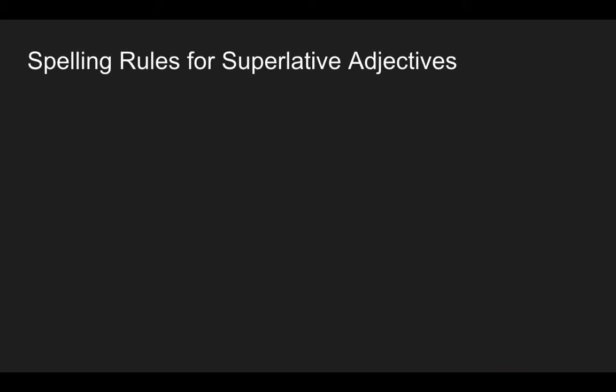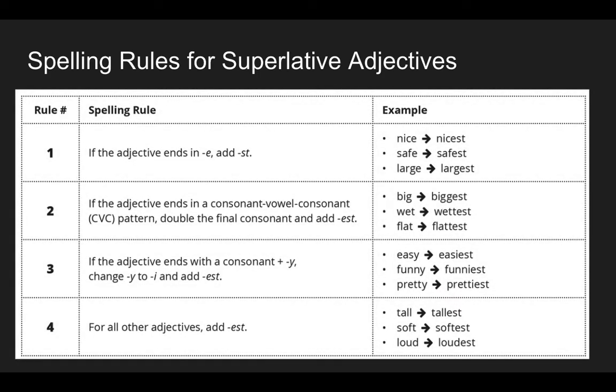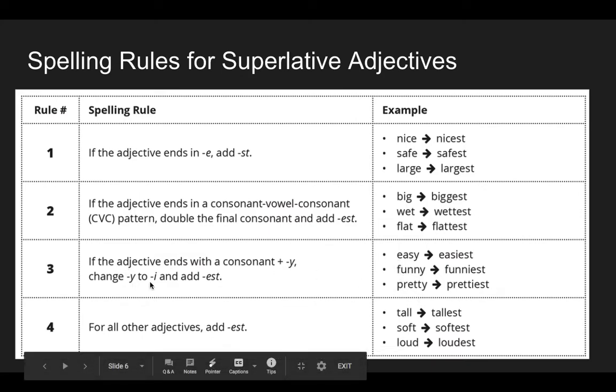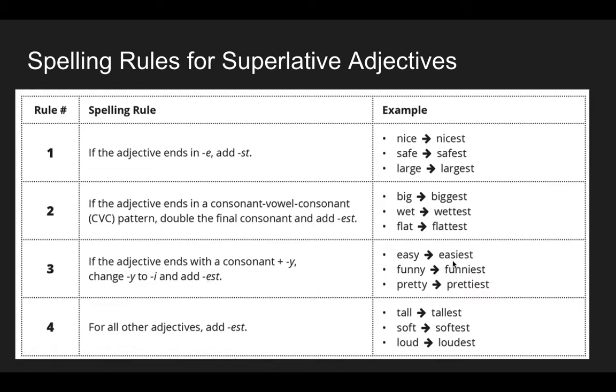For superlatives, it's the same rule. If it ends in an E, we just add the ST, not EST, just ST. Nice, nicest. If we have this consonant, vowel, consonant pattern, we do the double letter again. Biggest, wettest, flattest. Again, if it ends in a Y, like easy or funny or pretty, we change to IEST, easiest.